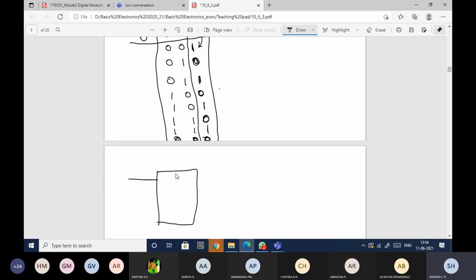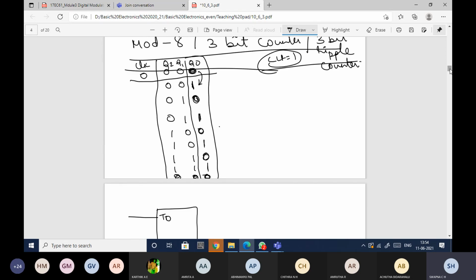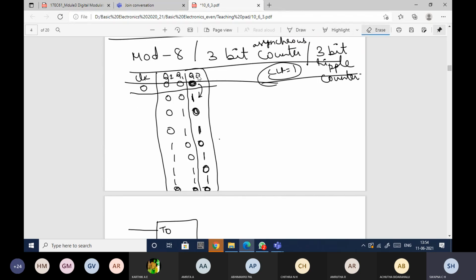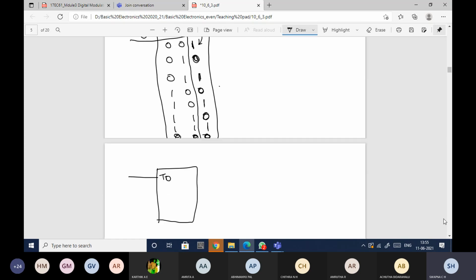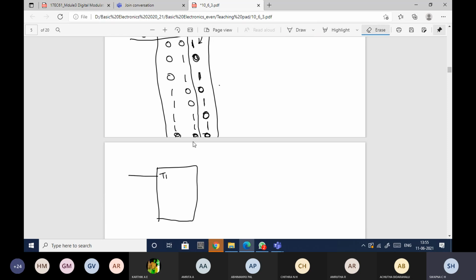Let me name this T0. Let me name the outputs Q1, Q2, Q3. Let me name this T1 then. I'll give the clock, and T1 value I'm giving as 1, so that whatever Q1 I'm getting, it will toggle.